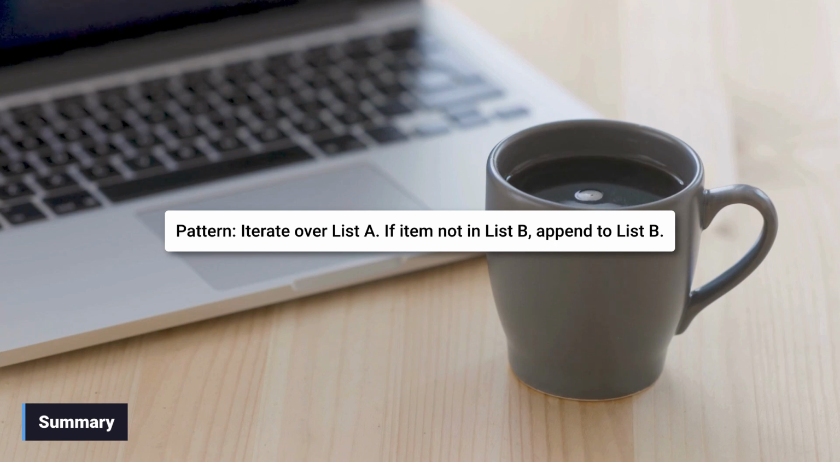To summarize, removing duplicates by manually checking for membership in a secondary list is a classic looping pattern. It is a demonstration of using a loop to get a filtered collection of data.